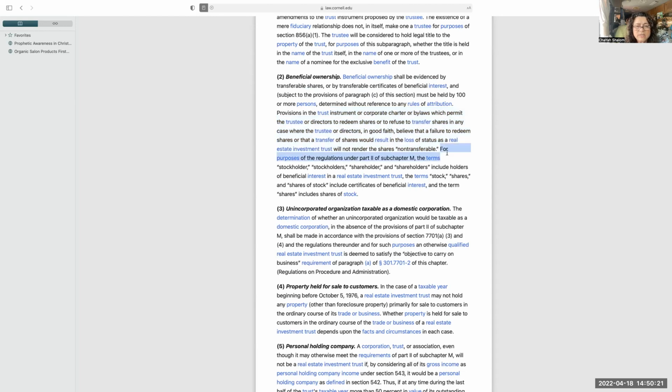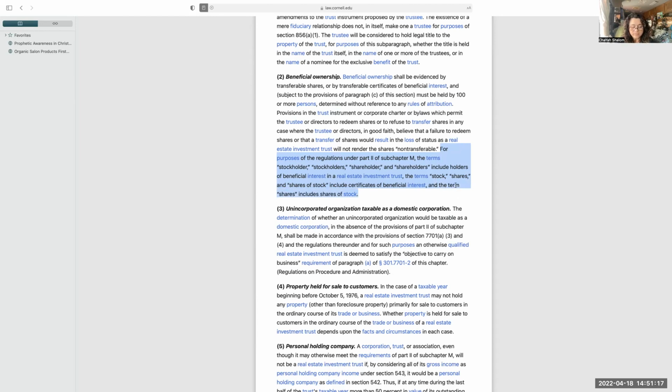For purposes of the regulations under Part 2 of Subchapter M, the term stockholder, stockholders, shareholder, and shareholders include holders of beneficial interest in a real estate investment trust. That reminds me of my timeshare. I have beneficial interest, but then they made me a property owner and I had to pay the property taxes. So this can be something I can grab right here. The term stock, shares, and shares of stock include certificates of beneficial interest. So I can say to the DA, I have beneficial interest. I'm not the owner. Why am I paying for the property tax? Hello. And the term shares includes shares of stock.